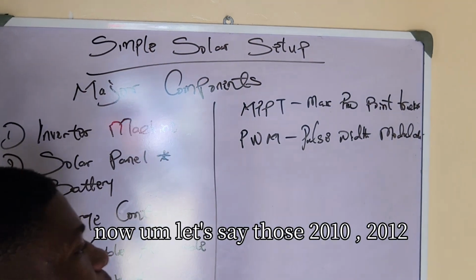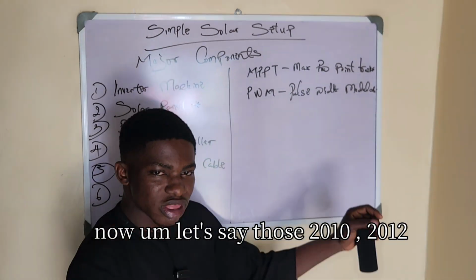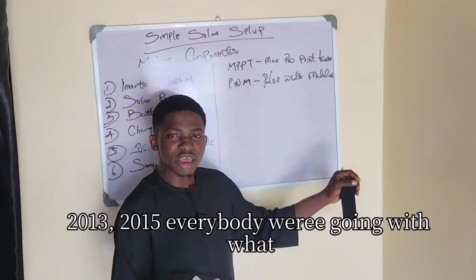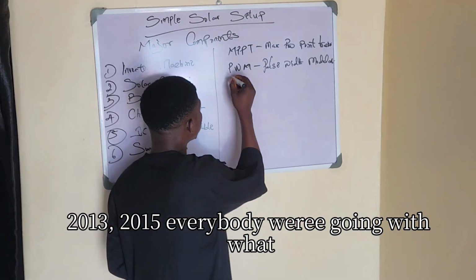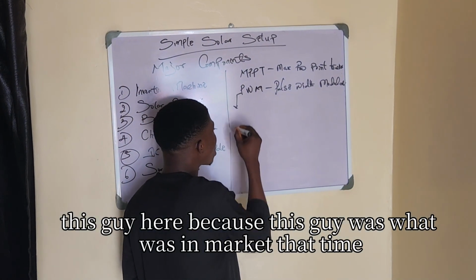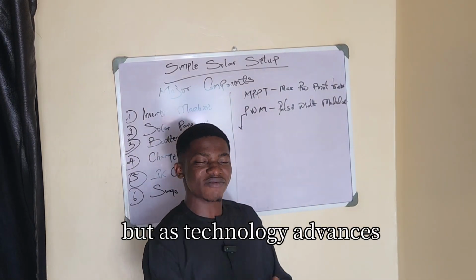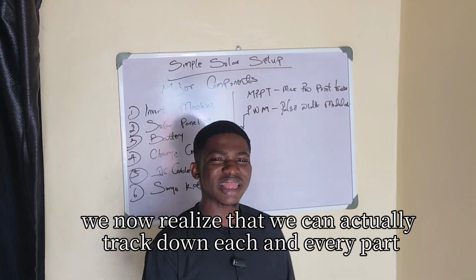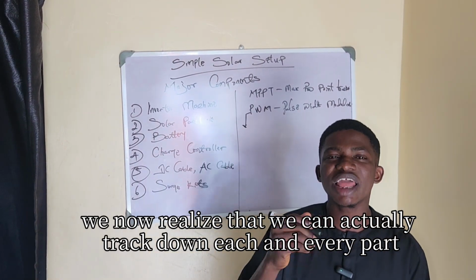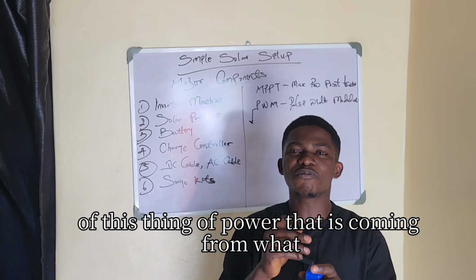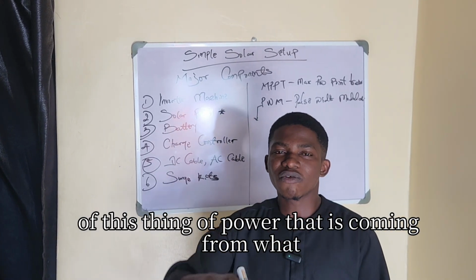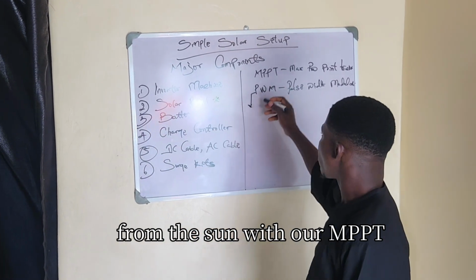Before now, let's say 2010, 2012, 2013, 2015, everybody was going with what? This one, because it was what was in the market at that time. But as technology advanced, we now realize that we can actually track each and every bit of power that is coming from the sun with our MPPT.